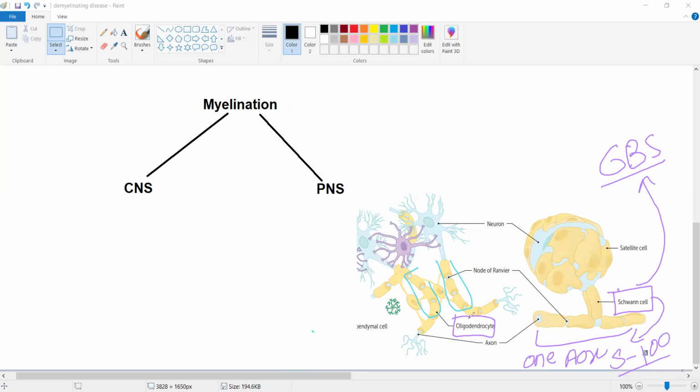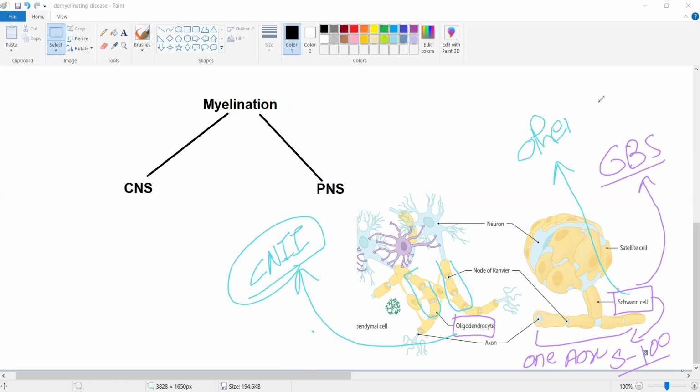Another high yield exception: cranial nerve 2 is myelinated by oligodendrocytes, while the other cranial nerves are myelinated by Schwann cells. It makes some sense. Are you with me, guys?